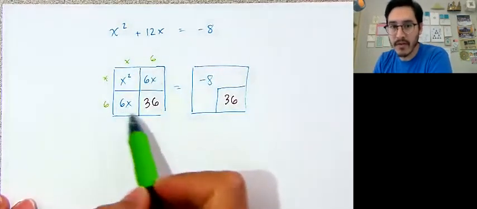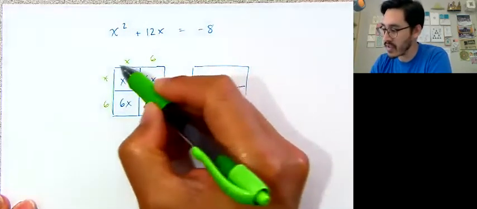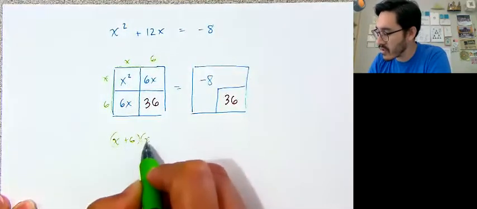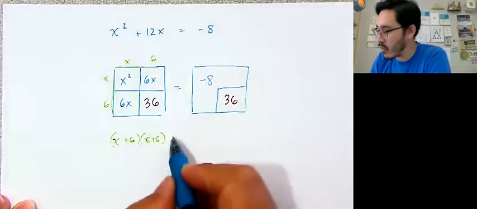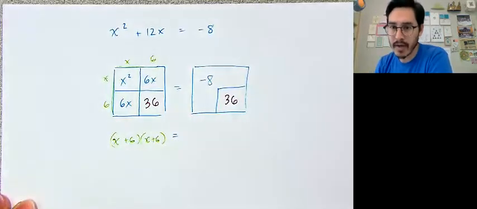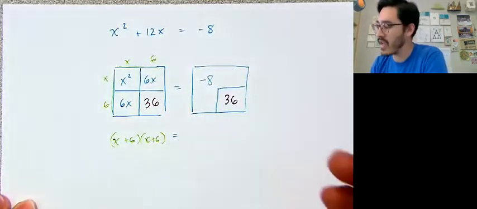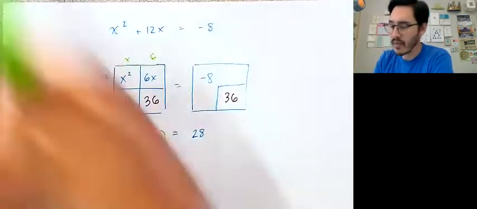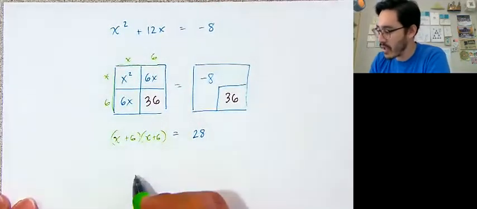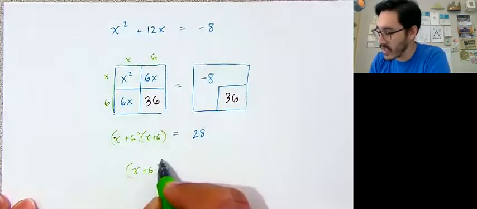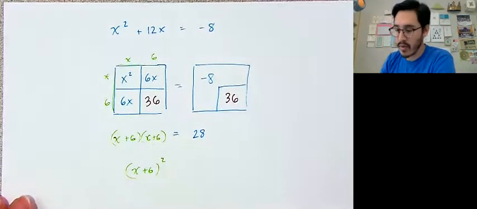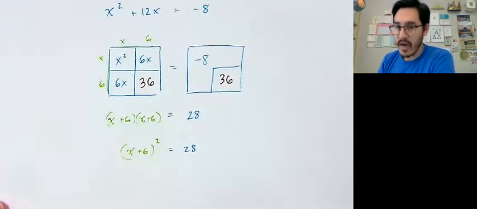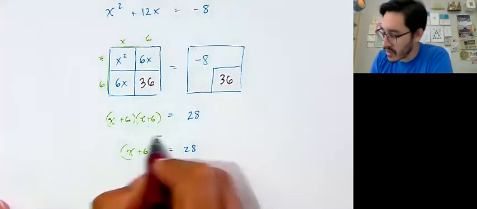All right, we'll represent the first area model by its dimensions, x plus 6 by x plus 6. And then we'll represent the second area model just by its sum. 36 and -8, I believe, is 28. All right, we've got repeated multiplication here, so we'll represent that using an exponent, x plus 6 squared equals 28. And then now we're going to start using inverse operations.